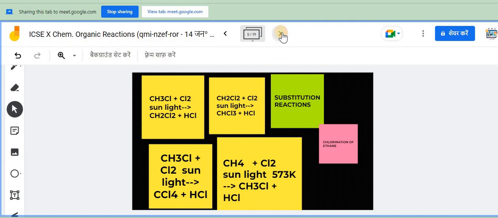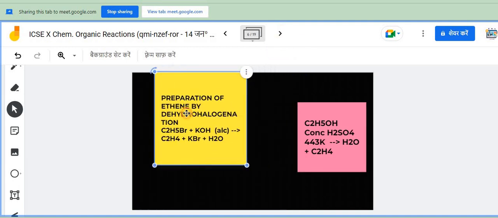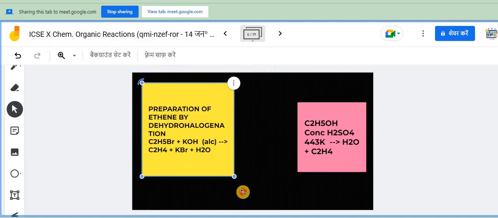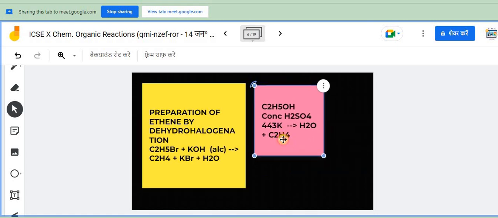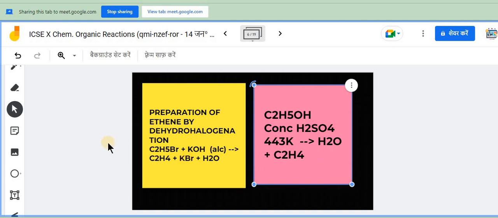Non-polar. It's a non-polar solvent. What about alcohol? It is also considered non-polar, but generally we can say it has slight polarity. But we are taking it as non-polar. Organic solvents we take as non-polar, but a little polarity is there. Okay. Now second is preparation of ethyne. This dehydrohalogenation reaction is clear. The concentrated sulfuric acid reaction is clear to everyone.